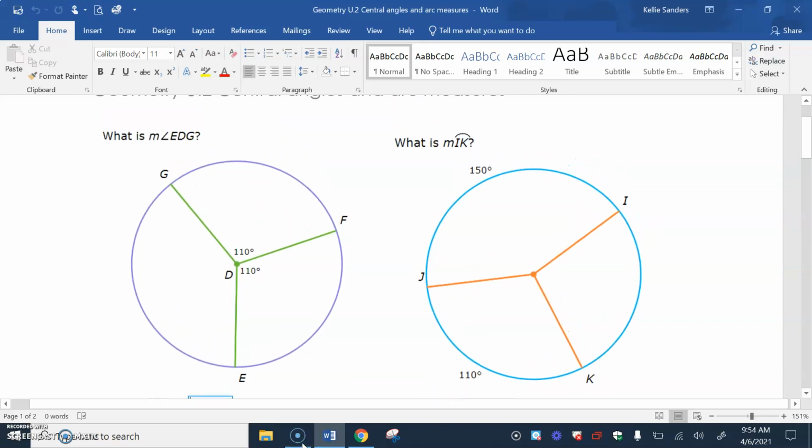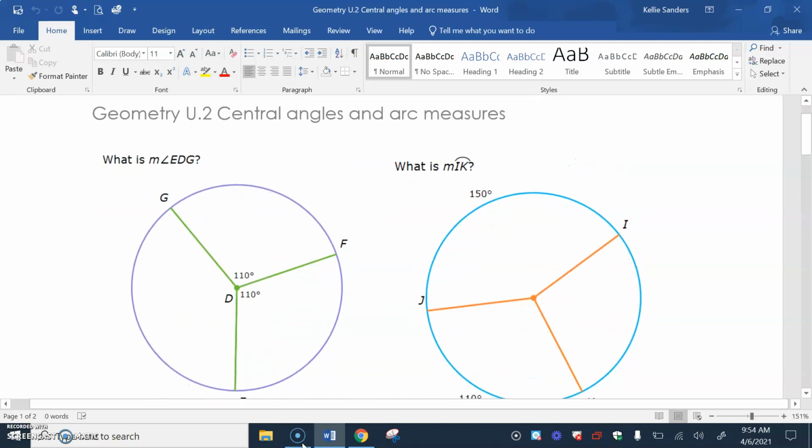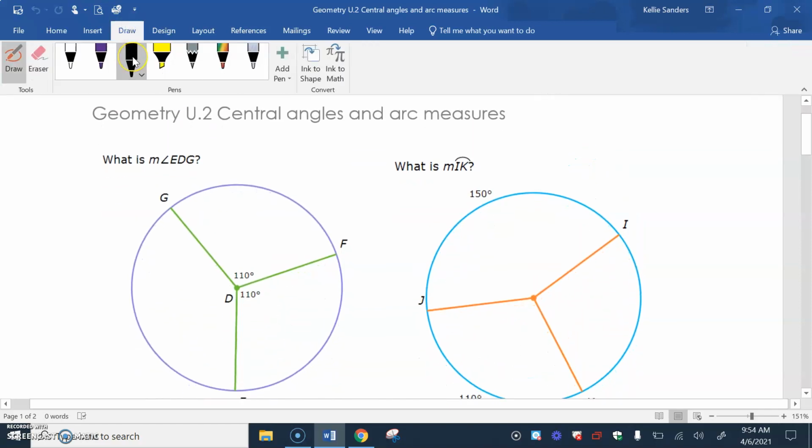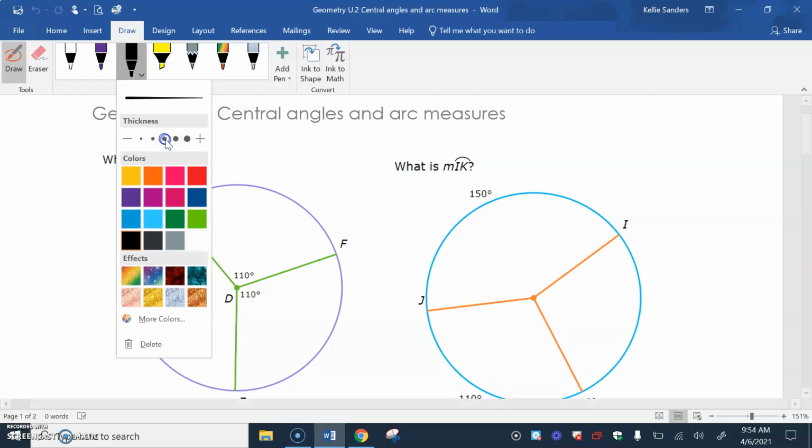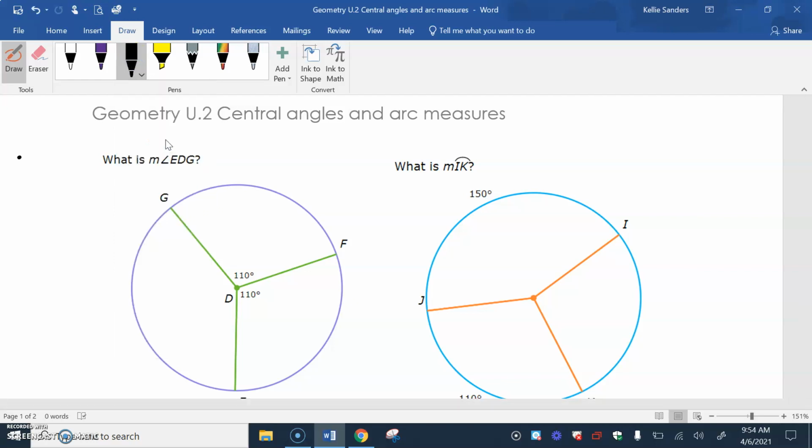And so what we're going to do, if you have a central angle and you know how wide the central angle is, the resulting arc is that wide too. So those are all 110 degrees.